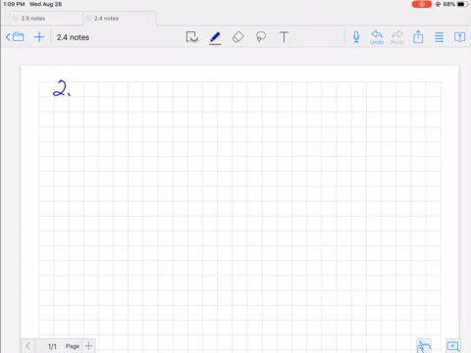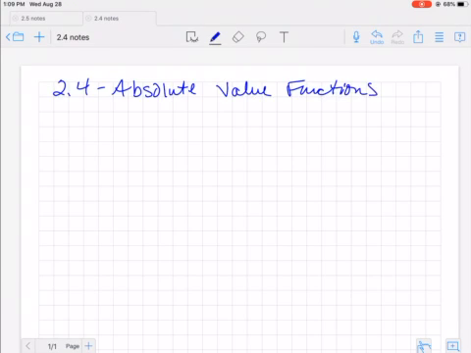All right, let's do 2.4 notes, absolute value functions. With our absolute value functions, we want to get some basic idea about what absolute value is. So that's going to be your distance from 0.